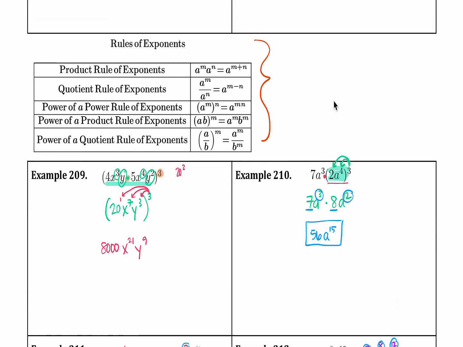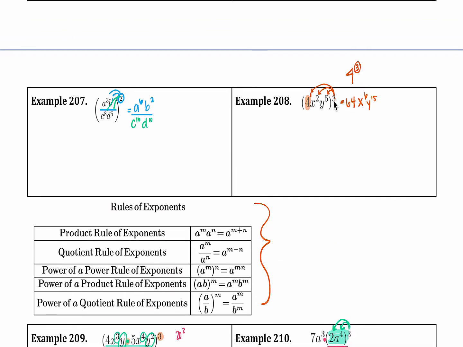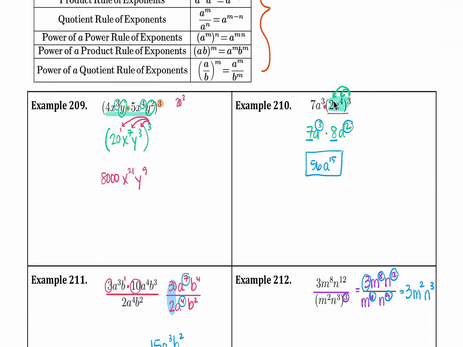So again, here's that synopsis of all the different exponent rules right here. They can be used where there's just one single rule happening or where you have multiple rules happening at the same time.